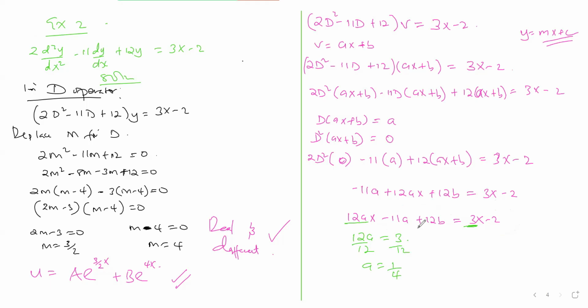Now, come to the second part. Let me just draw a line there. Compare the constants. Remember, the constant: this one is a constant, this one is a constant, and there's a constant on this side. So therefore, negative 11a plus 12b should be the same as negative 2. Now together. So therefore, negative 11, what is our value of a? We had it as 1 over 4, plus 12b equals negative 2. So we have negative 11 over 4 plus 12b equals negative 2.